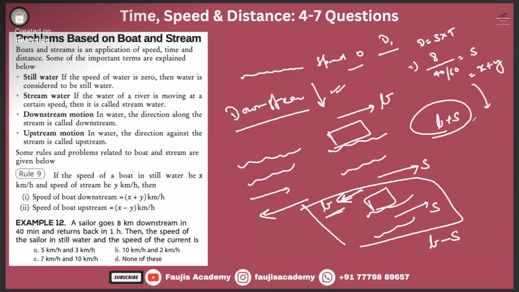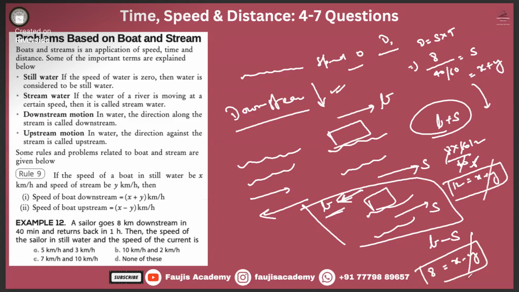Now solving this, 8 into 60 by 40, 12. That means x plus y is equal to 12. That's 1. And it came back in 1 hour, so x minus y is equal to 8. Now solving these two, adding them, 2x is equal to 20. That means x is equal to 10, right? If x is equal to 10, then y is equal to 2. And y is the speed of the current, right guys? So B is the correct answer here, right?